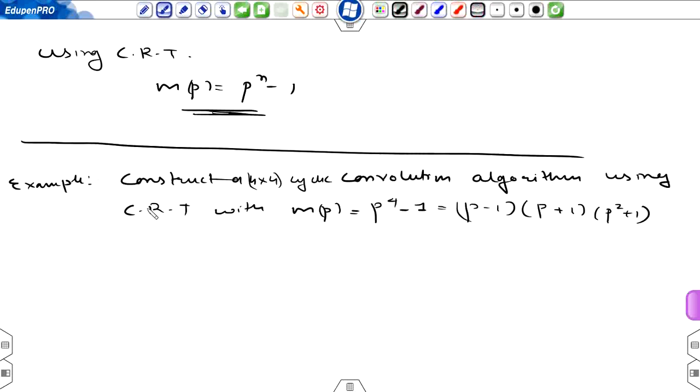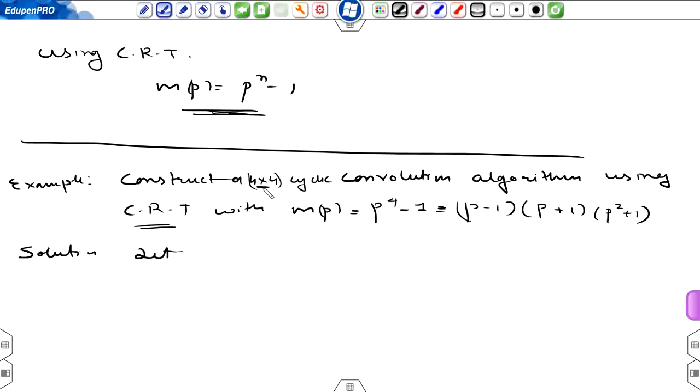So the example is, construct a 4x4 cyclic convolution algorithm using Chinese remainder theorem, that is CRT, with m of p is equal to p raised to power 4 minus 1. So that can be factorized the following way, that is p minus 1 into p plus 1 into p square plus 1.